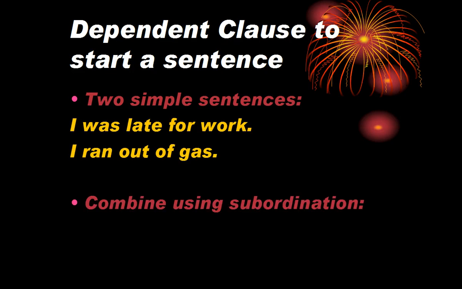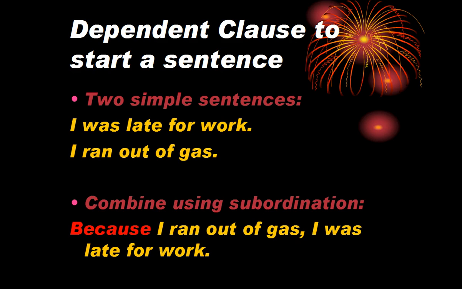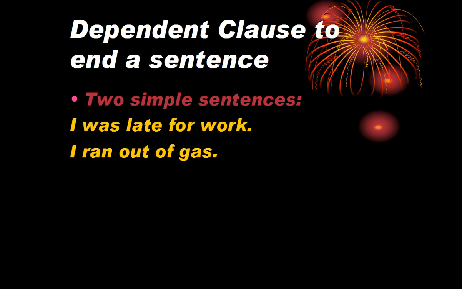If I'm going to combine them using subordination, I would use one of the subordinating conjunctions like this. Because I ran out of gas, I was late for work. Because is a subordinating conjunction. I put it at the beginning of the first sentence, but I kind of switched them around. I used the second sentence but put it at the beginning of this sentence, and this works.